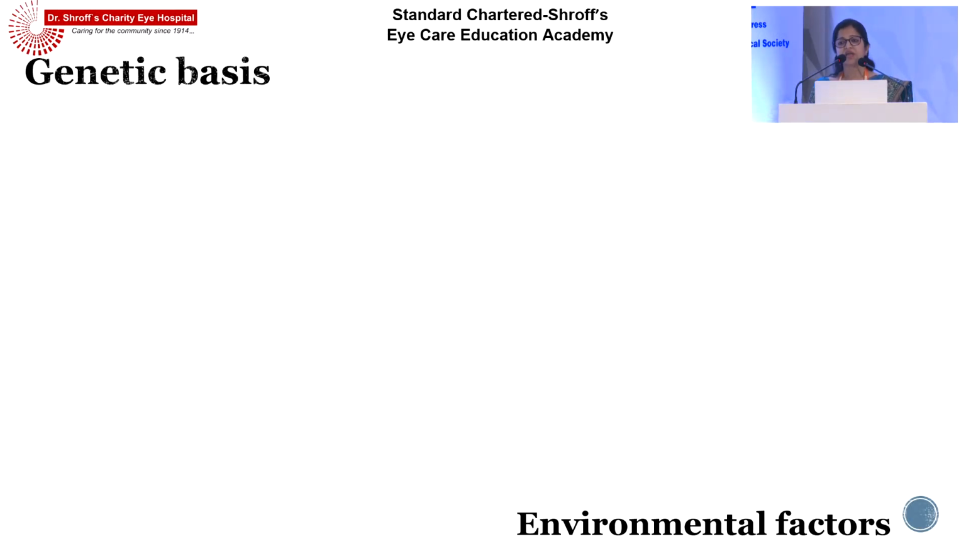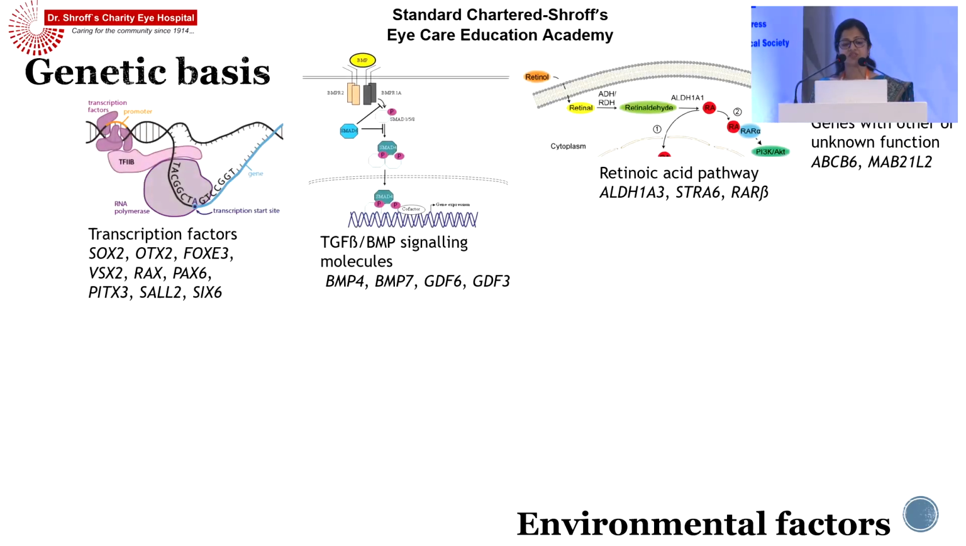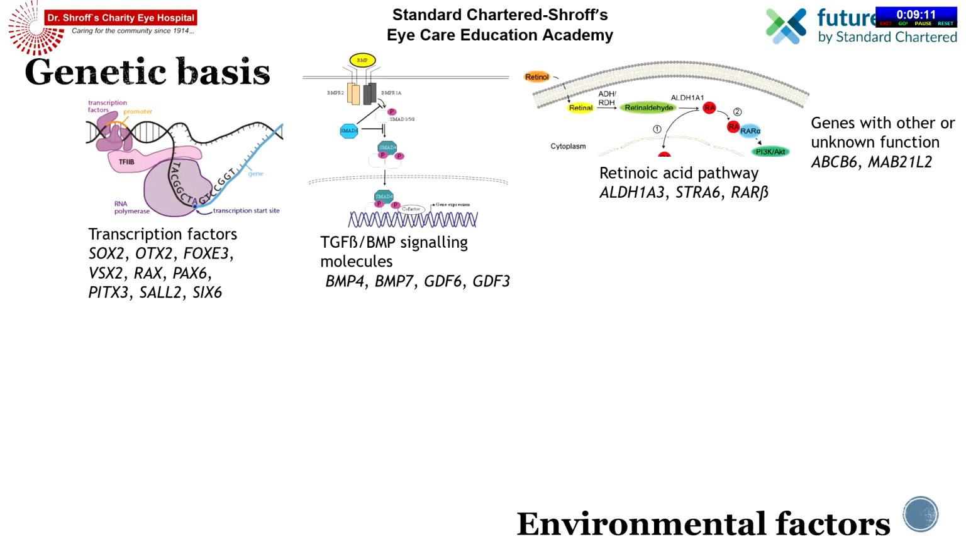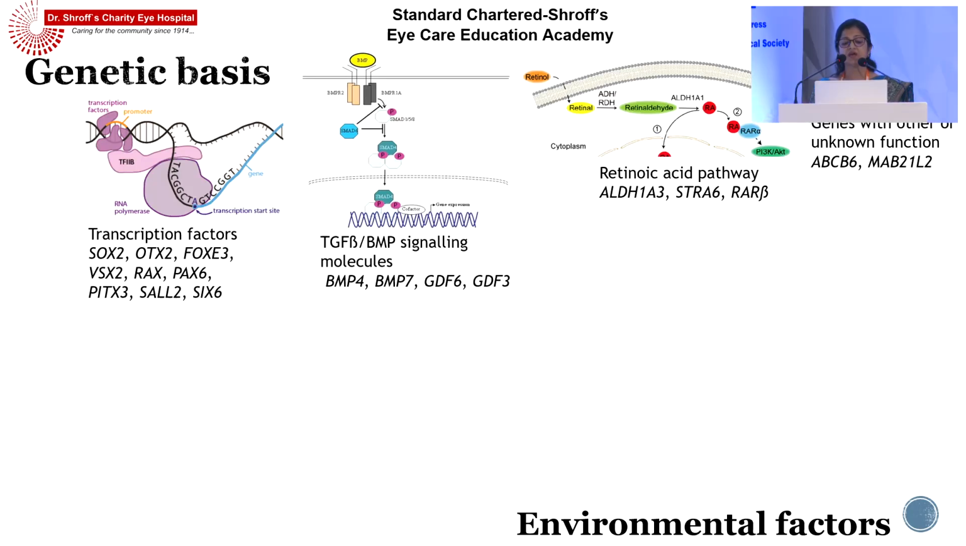Now, if we look at why this MAC happens, there are mainly two schools of thought. One is the genetic basis and the other is the environmental factors. If we look at the genetic basis of MAC, there are mainly 4 classes of genes which are involved. One are the transcription factors like SOX2, OTX2, FOXC3. Then there are the signaling pathway molecules like the TGF-beta and the BMP signaling pathways. The third one, which is very interesting to me, is the retinoic acid pathway with aldehyde dehydrogenase A13, STRA6, the retinol binding receptors. And then there are some which have unknown function.